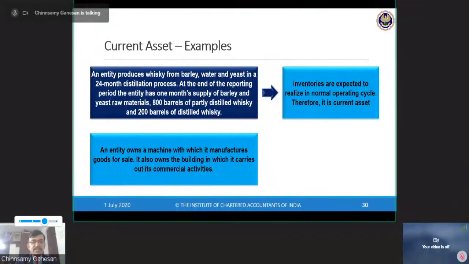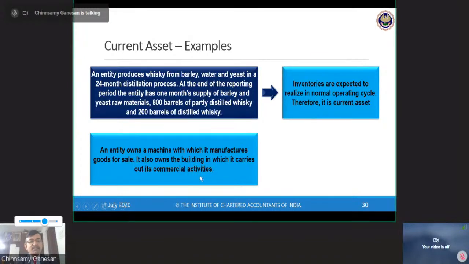In both the cases, they are saying manufacturing goods for sale, but not the machinery itself for sale. Similarly, the building is used for commercial activities, not for sale. So second condition not met. Third condition is whether this particular machinery or building will be sold within next 12 months and realized. No information is available on that. So third condition is also not fulfilled.